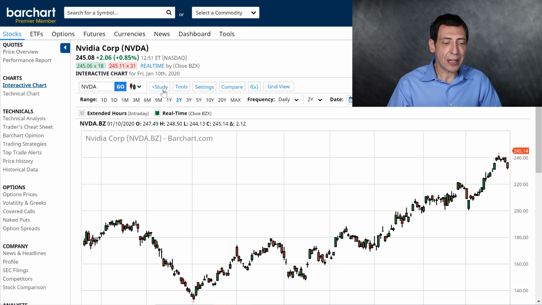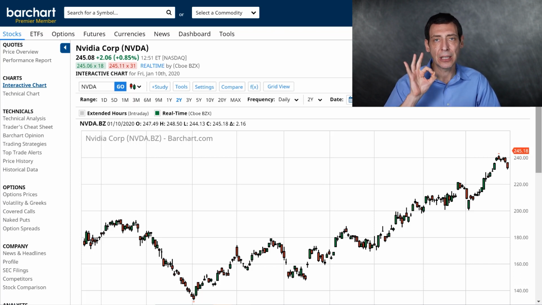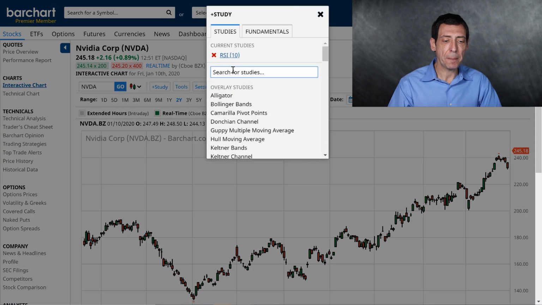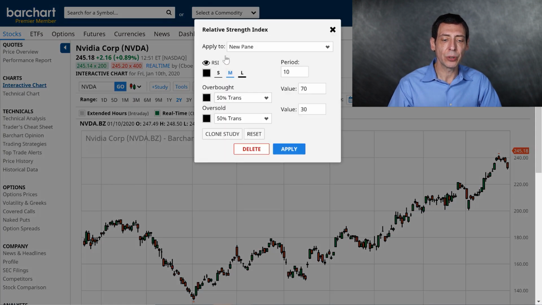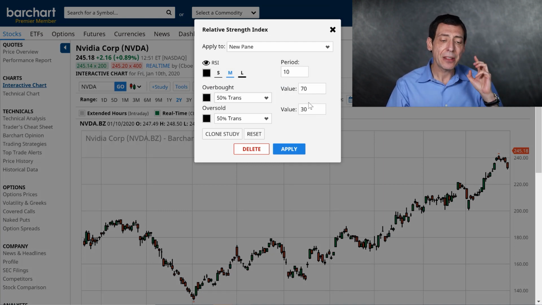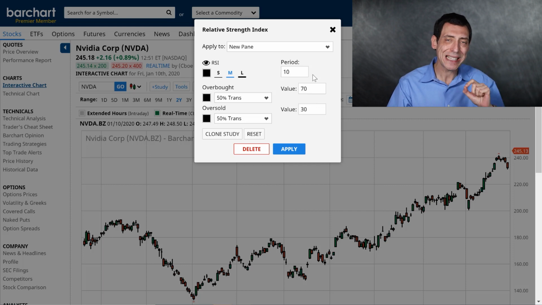So the RSI oscillator, and I'm using bar charts right now. You can use any technical analysis program. The RSI oscillator is on every technical analysis program. You would just go to study, you would put it on, and the only thing I do is the standard value on the overbought level is 70 and oversold level is 30. The only thing I change is I change the 14-day period to 10 days.